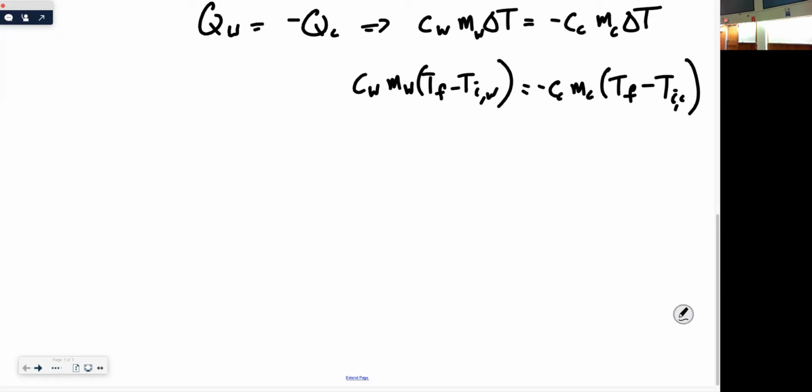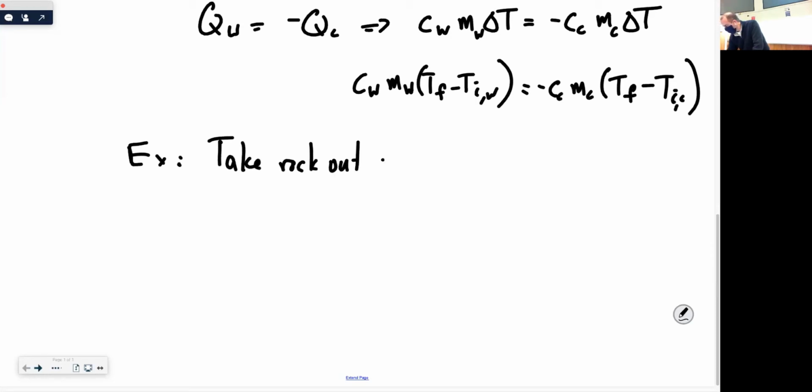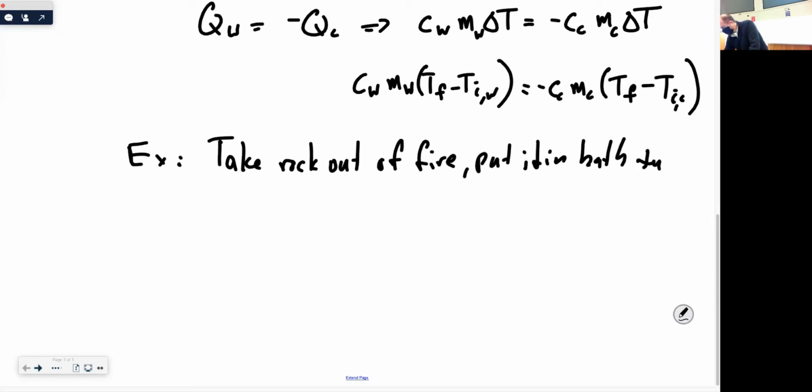So that's the problem we're going to do. We have very hot rocks and we put them into a bathtub of water. What is the final temperature of the water? And is it comfortable for getting into? So, example. Take rock out of fire, put it in bathtub, with room temperature water.